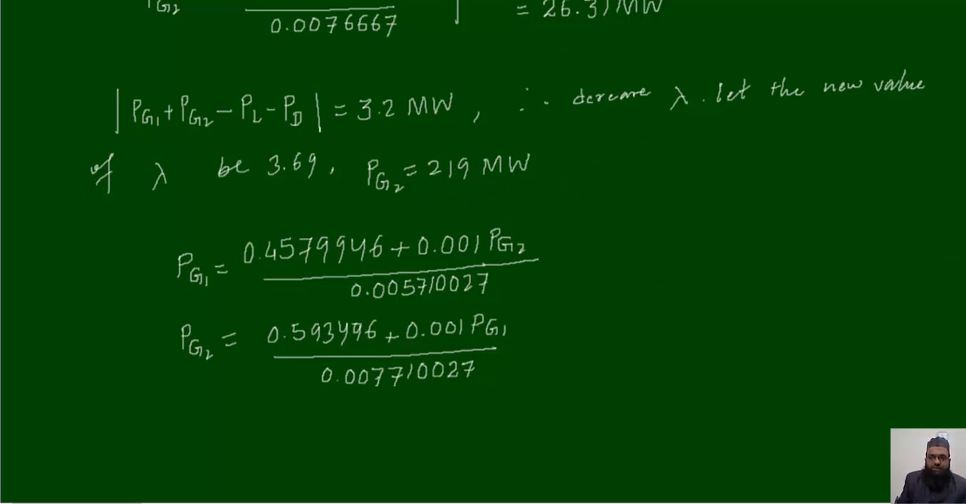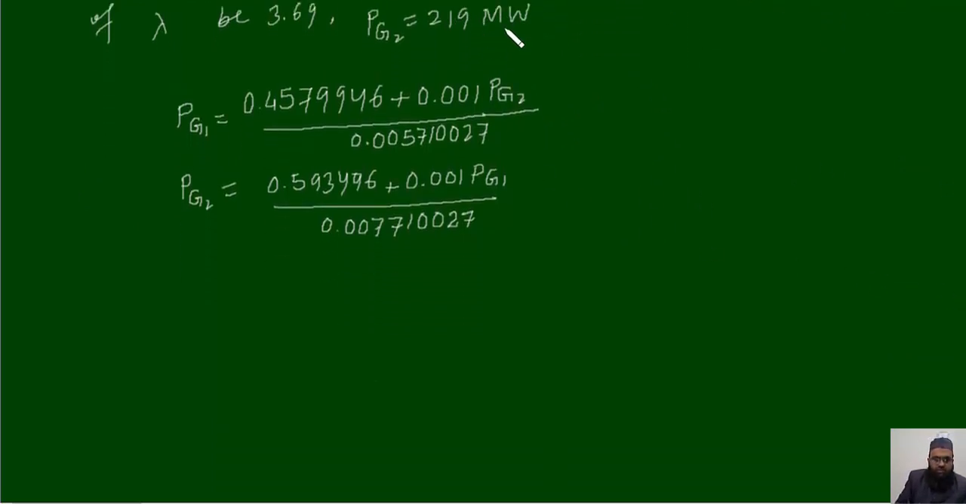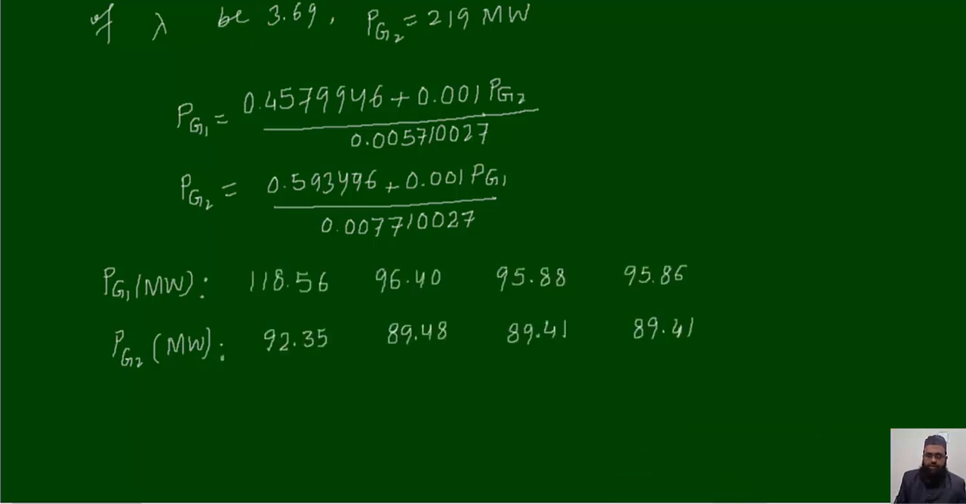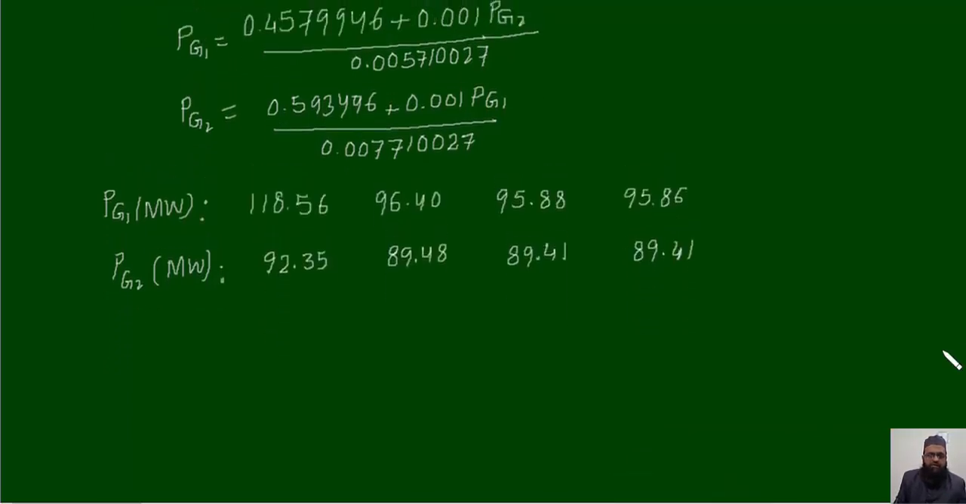So for this value of PG2, again repeat the same procedure. Starting with PG2 equal to this, put it here, calculate PG1, and that calculated value will be substituted here and PG2 will be calculated. So during various iterations, the calculated values of PG1 and PG2 are as shown. Just calculate yourself and verify with these values.